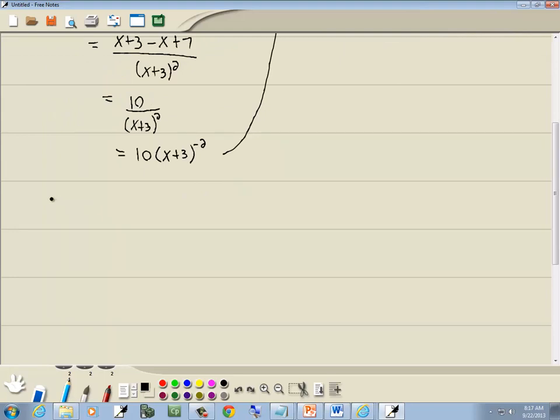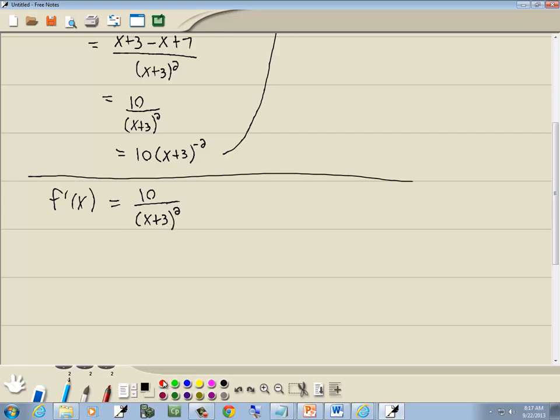But let's say I decided this is my first derivative. It's equal to 10 over x plus 3 squared. Oftentimes the quotient rule isn't the best choice if one of these is a number. But let's go ahead and try it. This will be p, and this will be q. For our quotient rule, we need p prime and q prime. Well, the derivative of 10 is 0. For q prime, this is the chain rule, the general power rule.